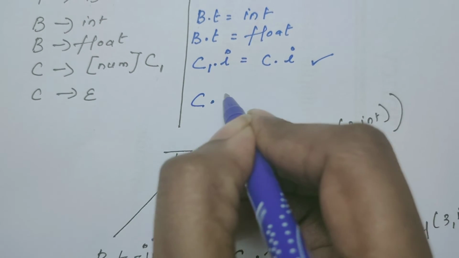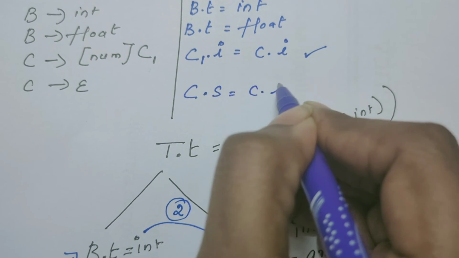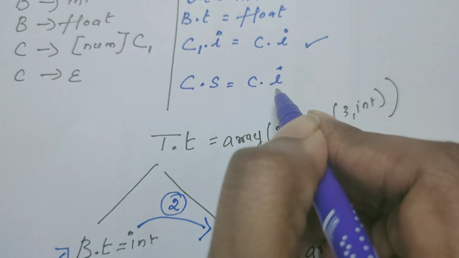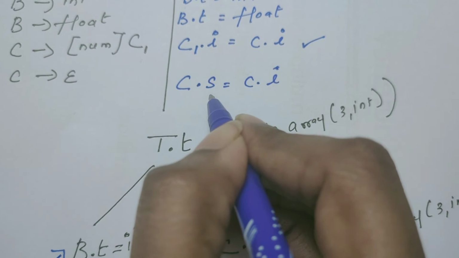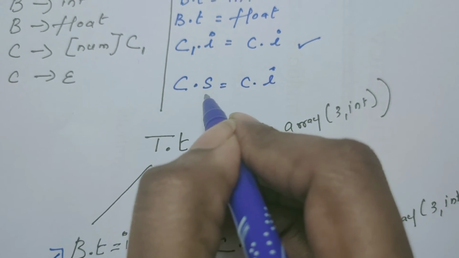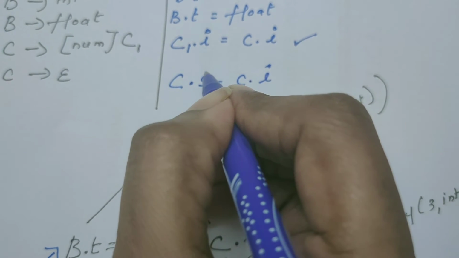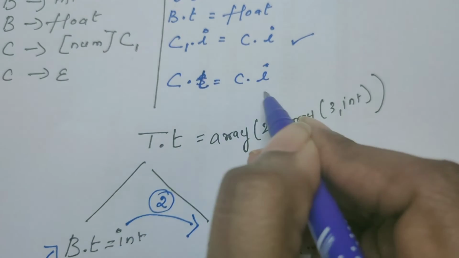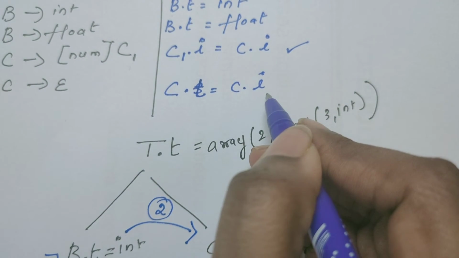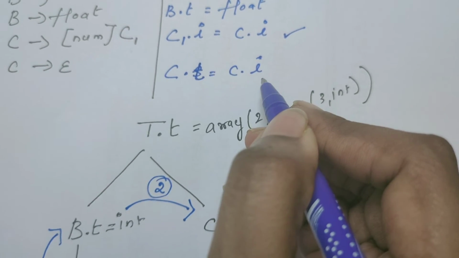C dot S is equal to C dot I. It means the value, whatever is inherited till this point, is to be saved there. That is why we are using another attribute, the synthesized attribute. For the synthesized attribute we are using the name T, right? So C dot T is equal to C dot I. I hope up to this the rules are clear.